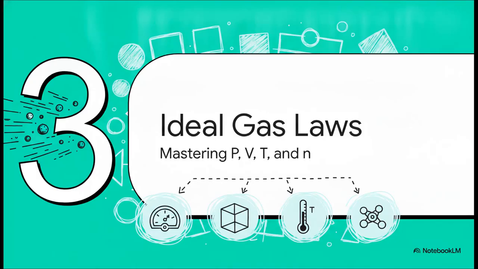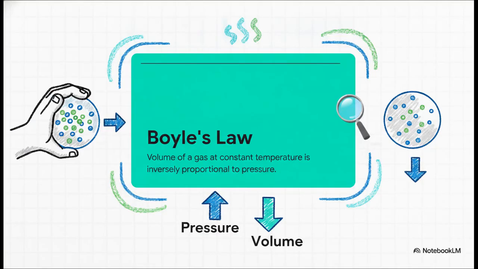Section 3, ideal gas laws explained. This is all about mastering P, V, T, and N. These laws are basically your mathematical tools for dealing with pressure, volume, temperature, and moles. Let's kick things off with Robert Boyle. To avoid total cognitive overload here, just focus on this one specific relationship for now. Boyle's law states that at a constant temperature, the volume of a gas is inversely proportional to the pressure applied to it. Simply put, if you squeeze a gas, it gets smaller. Pressure goes up, volume goes down.